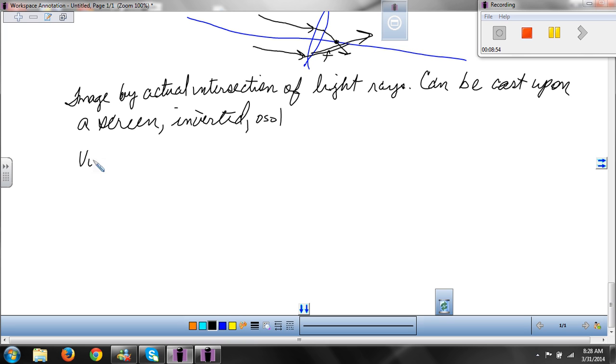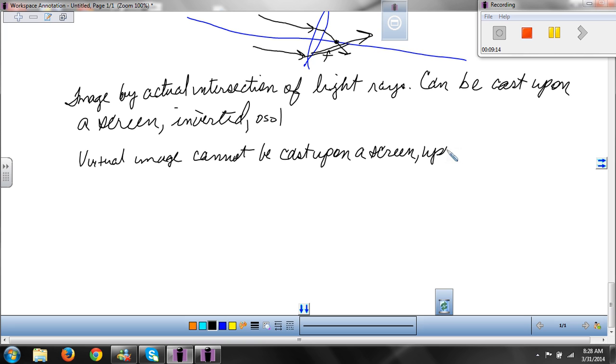Virtual image. You saw this in the lab. It cannot be cast upon a screen. It's always going to be upright. You have to force light rays to intersect to make it happen. And SSO, well, same side of the lens as the object.